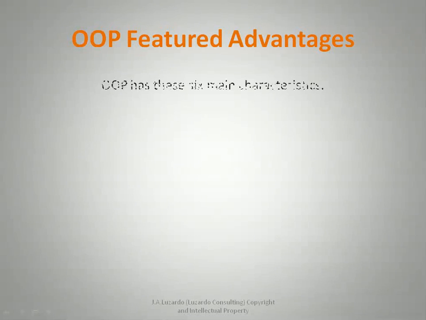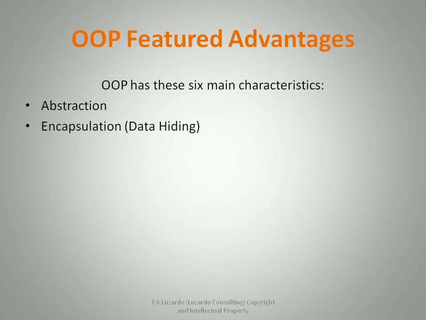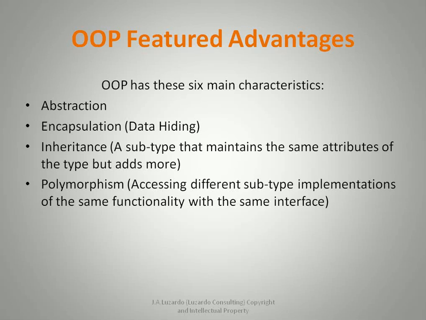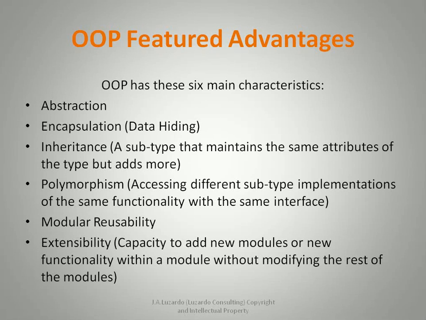OO main attributes are the following: abstraction, encapsulation, inheritance, polymorphism, modular reusability, and extensibility. The last two are a consequence of the first ones. We know that abstraction, data hiding and modularity are best practices of software engineering. Previously, we have concluded that procedural analysis can also guarantee those attributes. Yes, we have.